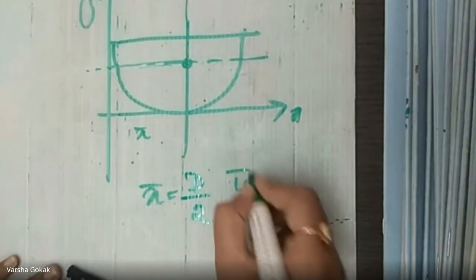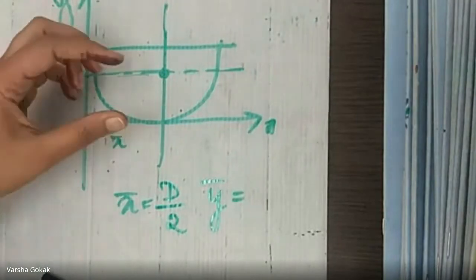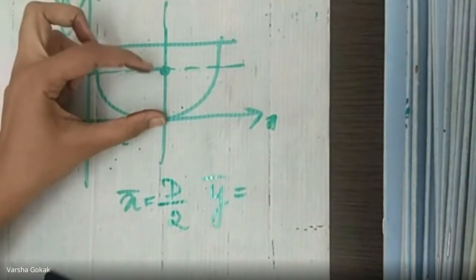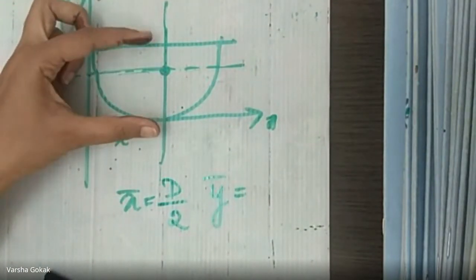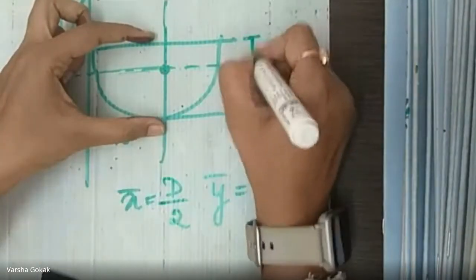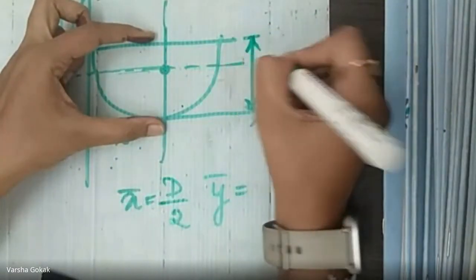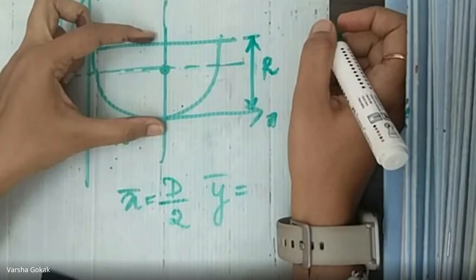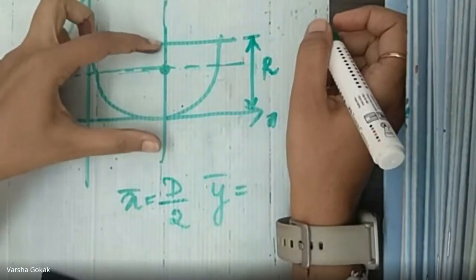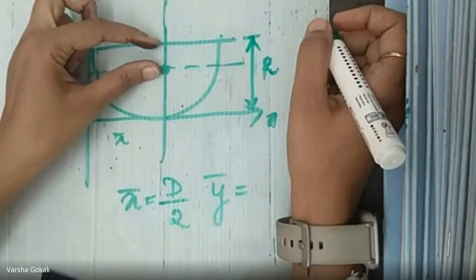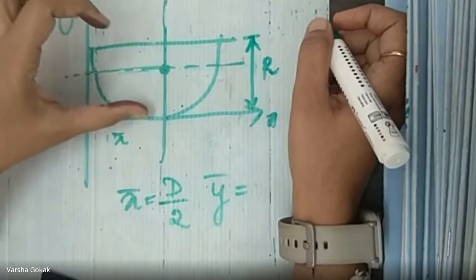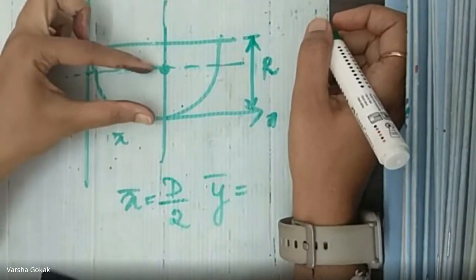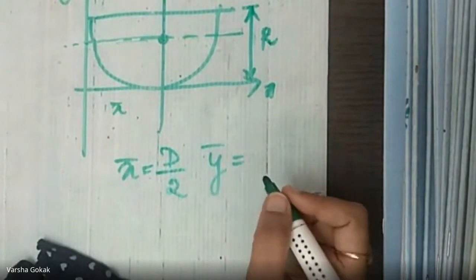What about y bar? Now y bar, see, y bar is going to be from here to here. Correct? This total is how much? R, obviously. Correct? Because this is the radius. Right? And this is 4r by 3 pi. So what is y? Y is from the reference axis to the CG, this distance. How much is my y value going to be? R minus 4r by 3 pi.